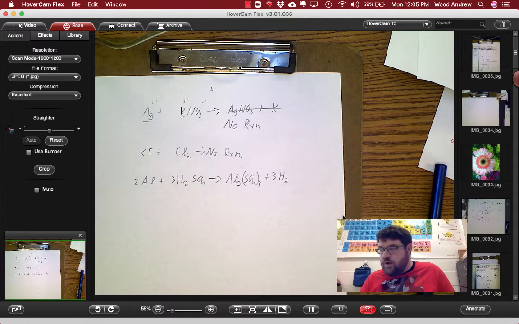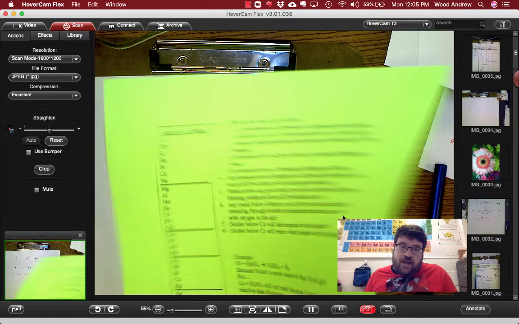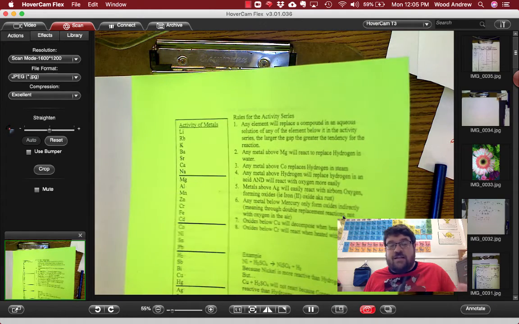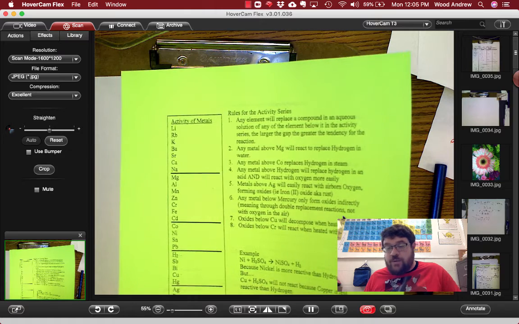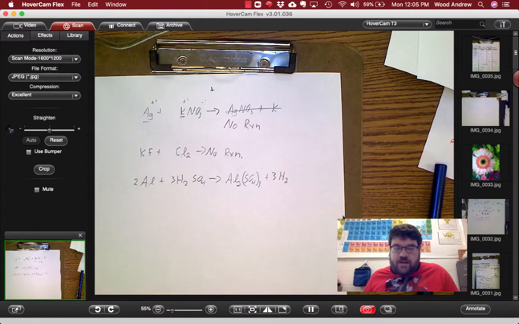So, step 1, check out the activity series. Figure out, is this free element reactive enough to replace the one it's supposed to be replacing in the reaction? And then you just proceed as normal.